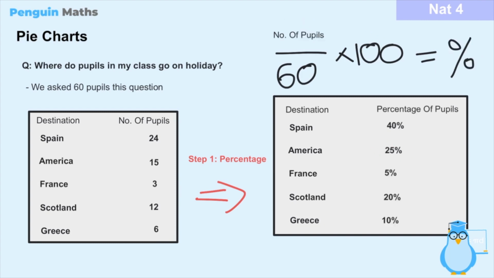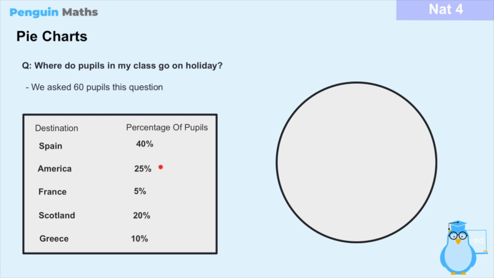Then we repeat this process for every one of the categories, and we can get the percentage of each of them. So that would mean that Spain has a total percentage of 40%, America has 25%, France has 5%, Scotland has 20%, and Greece has 10%. So now we know each of the percentages, we know how much of the circle that each of the categories is going to take up.